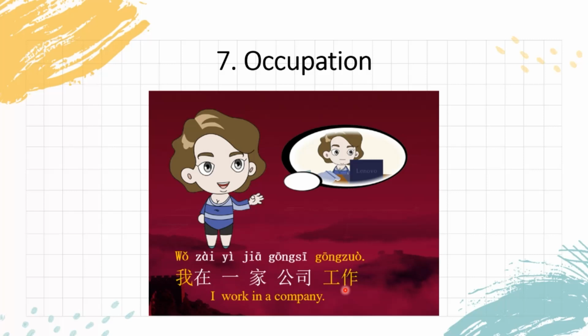Okay, you want to get a boyfriend, you want to get a girlfriend, you must know the identity, and one more important thing is what is your job. Okay, so occupation. Okay, occupation here in this topic. Okay, we will teach you how to tell people what is your job.